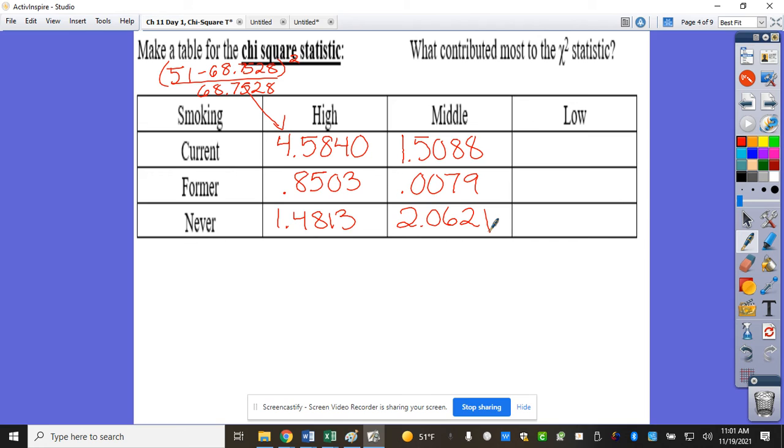Low current, somebody did low current, 5.13197. Low former was what? 2.11. And then the last one is 0.5768. The observed value, was it for row or column? It's just the cell value.